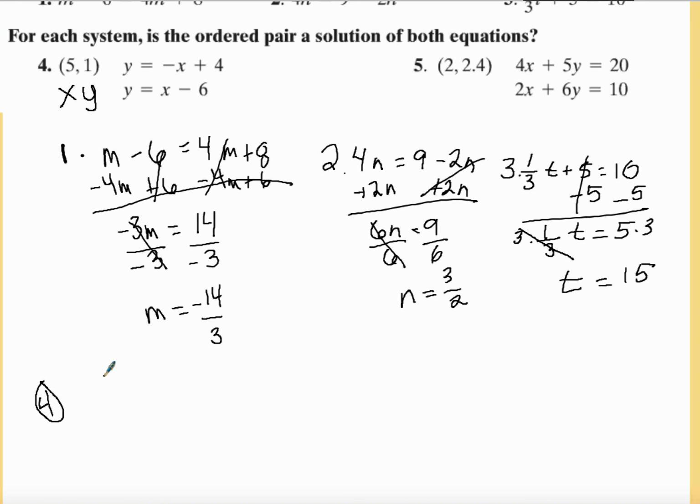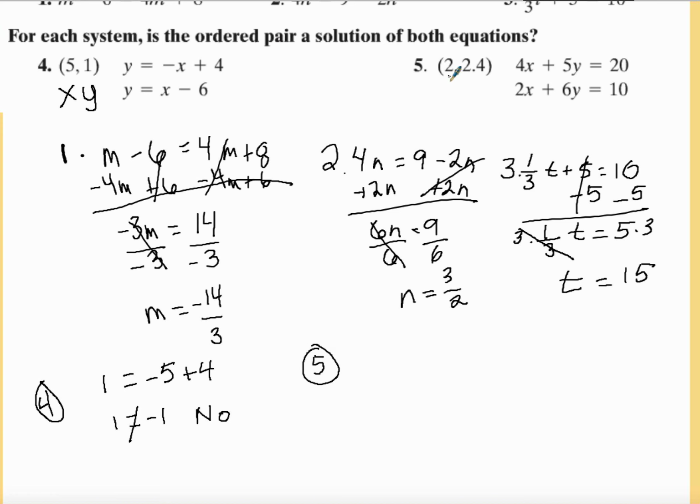And we're just going to substitute those values into the equations, see if we get some true statements. So I've got y is equal to negative x plus 4. Well, negative 5 plus 4 is negative 1. And the last time I checked, 1 did not equal negative 1. So that is a no. I don't even have to do anything else. That's definitely not a solution. They're not going to cross there. For problem 5, we're going to do the same thing.